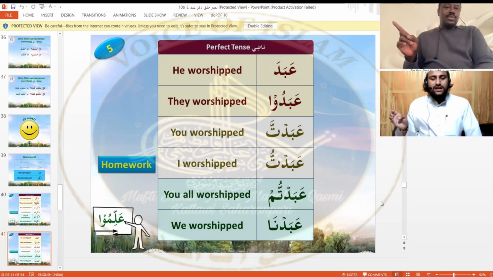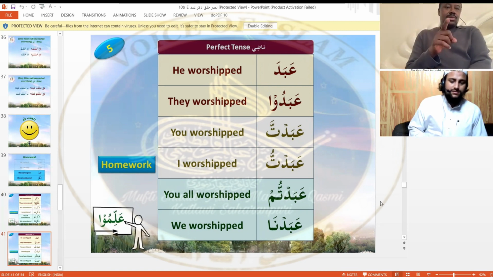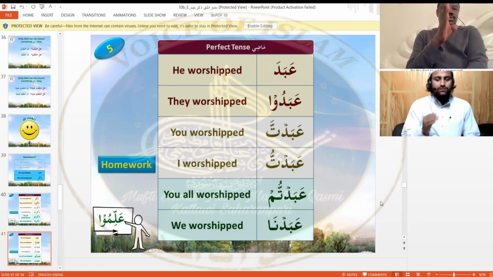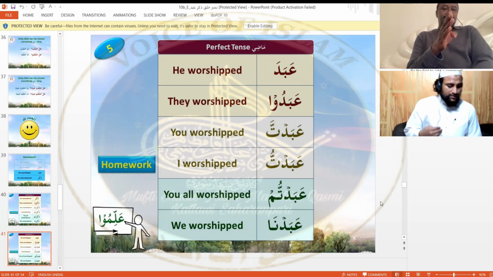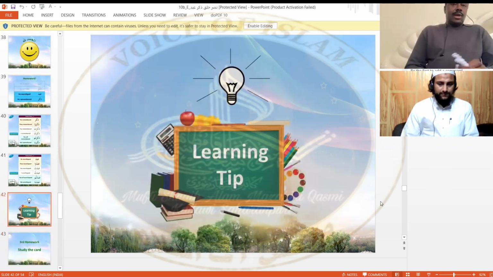Abada, he worshipped. Abadu, they worshipped. Abadta, you worshipped. Abadtu, I worshipped. Abadtum, you all worshipped. Abadna, we worshipped. Yes, MashaAllah. Ma abadtu, ma abadta.